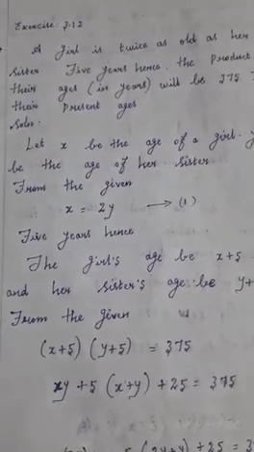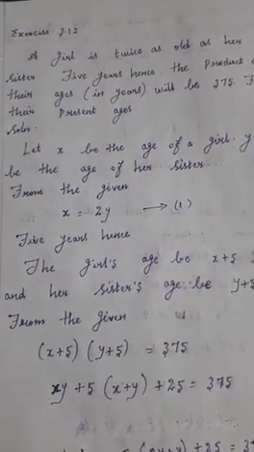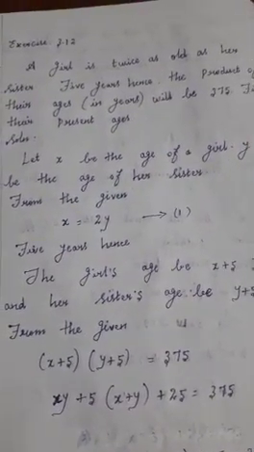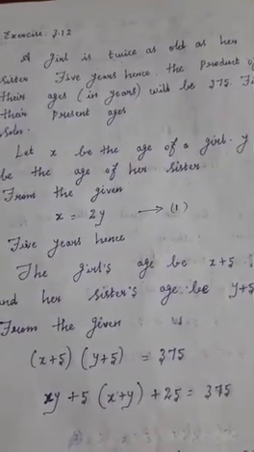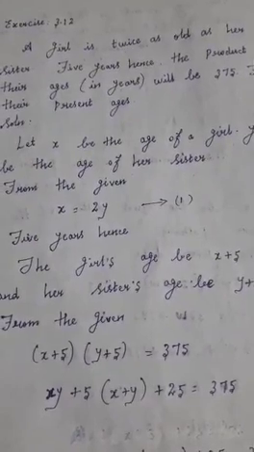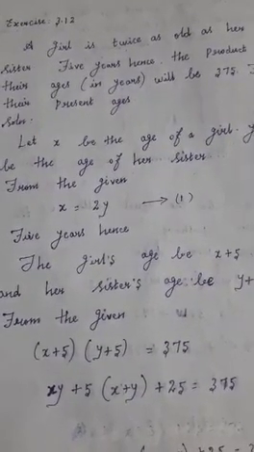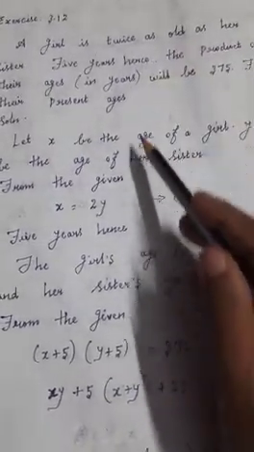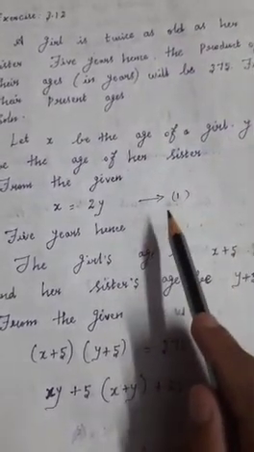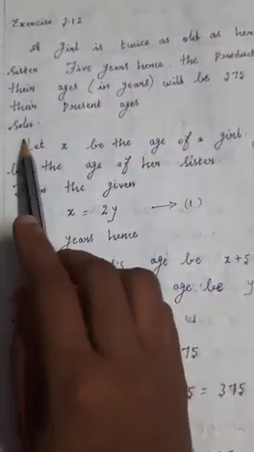Now see the question. A girl is twice as old as her sister. 5 years hence, the product of their ages in years will be 375. Find their present ages. So in this question, they have asked us to find the girl's age and her sister's age also. Some conditions they have given. Using these conditions, we are going to form the equation. After that you can solve, then we will get the answer. So now see the solution.